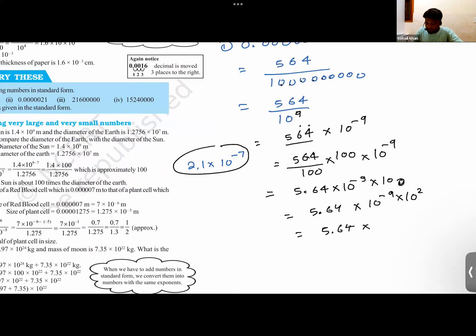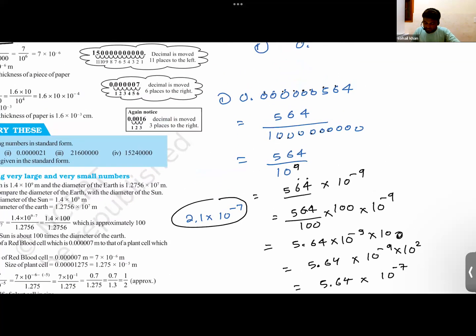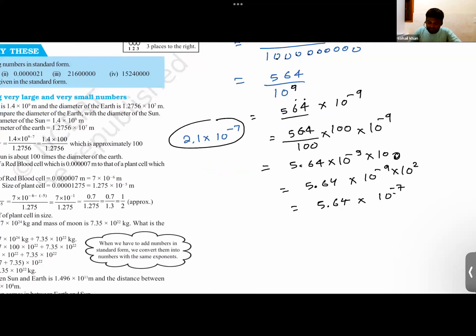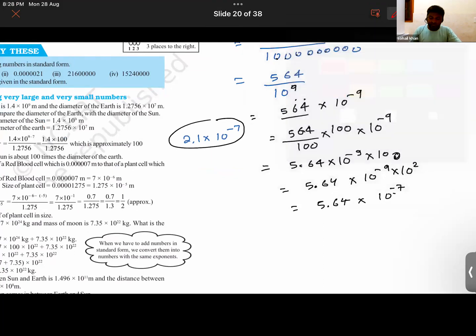Okay, I guess the answer which you gave is correct. That was correct. But you were saying 10 raised to the 7, it has to be minus 7. I guess that's what you said, right? Yes, I said minus 7. So that is correct. Very good.